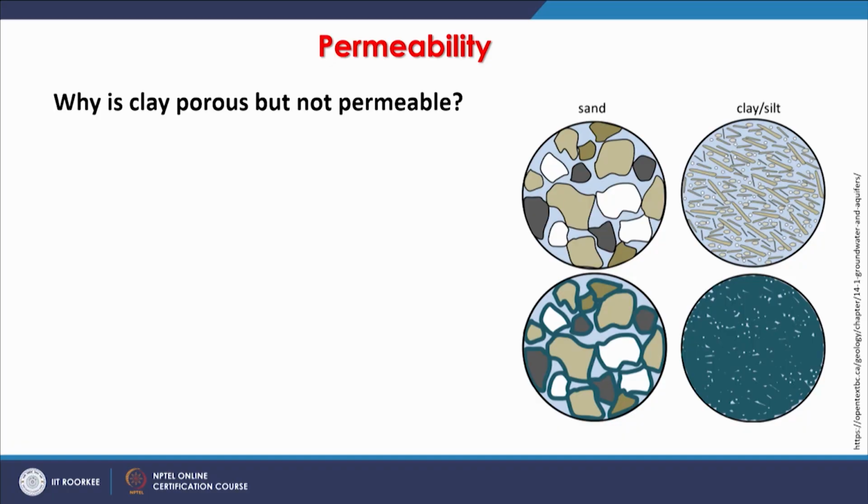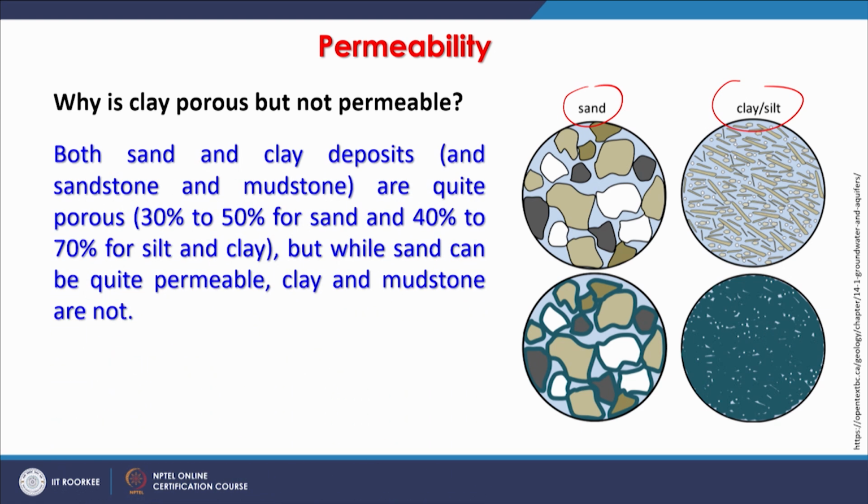If we take examples of sand here and clay here, you can see why clay is porous but not permeable. Clay, claystones, and silt are porous but not permeable, because the material is so fine that as soon as it comes in contact with water, it swells and does not allow water to flow from one end to the other.